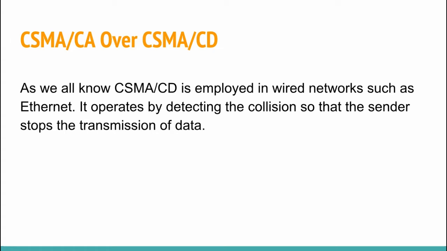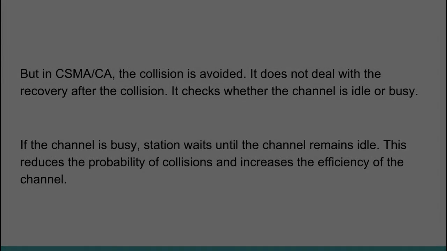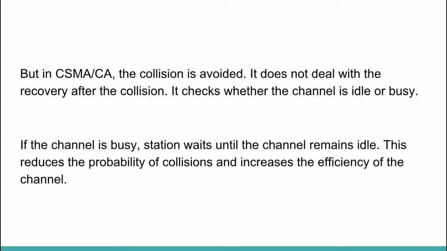CSMA-CA over CSMA-CD. As we all know, CSMA-CD is employed in wired networks, such as Ethernet. It operates by detecting the collision. The sender stops transmitting the data once the collision is detected. But in CSMA-CA, the collision is avoided. It does not deal with the recovery after the collision. It just checks whether the channel is idle or busy. If the channel is busy, the station waits until the channel remains idle. This results in reducing the probability of collisions and increases the efficiency of the channel.